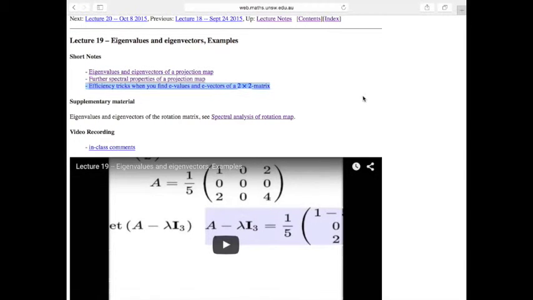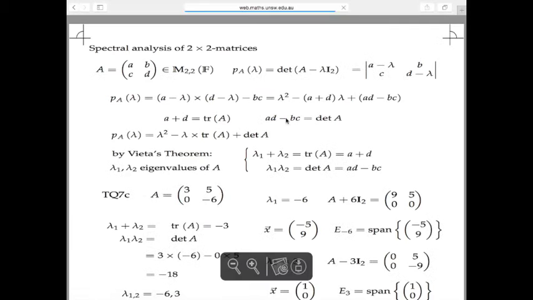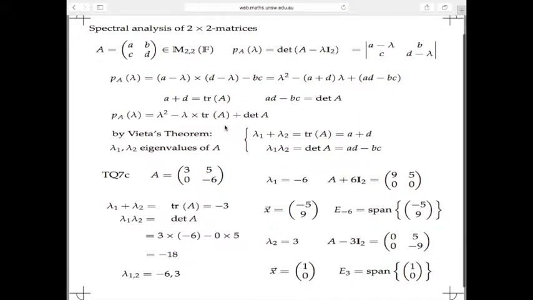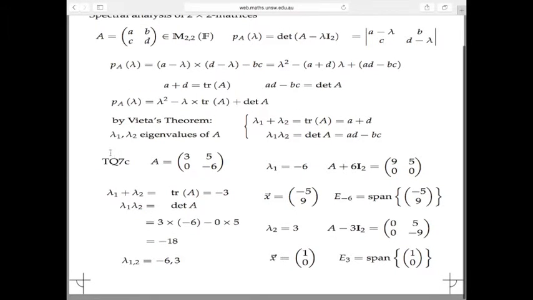The efficiency trick was that when you go for the eigenvalues or eigenvectors of a matrix which is 2 times 2, on many occasions you can do guessing. That's where I explain guessing, but I'm going to take this example from this slide: tutorial question 7 part C. Here's a matrix.